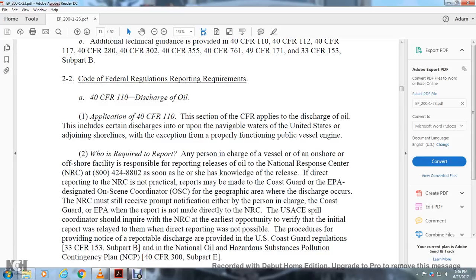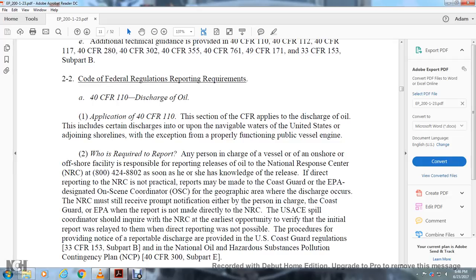Who is required to report? Any person in charge of a vessel, onshore or offshore facility is responsible for reporting the release of oil to the National Response Center, 800-424-8802, as soon as they acknowledge the release, and directly reporting to the National Response Center, as practical. The report is made to the Coast Guard and the Environmental Protection Agency on-scene coordinator for the geographical area of the discharge.